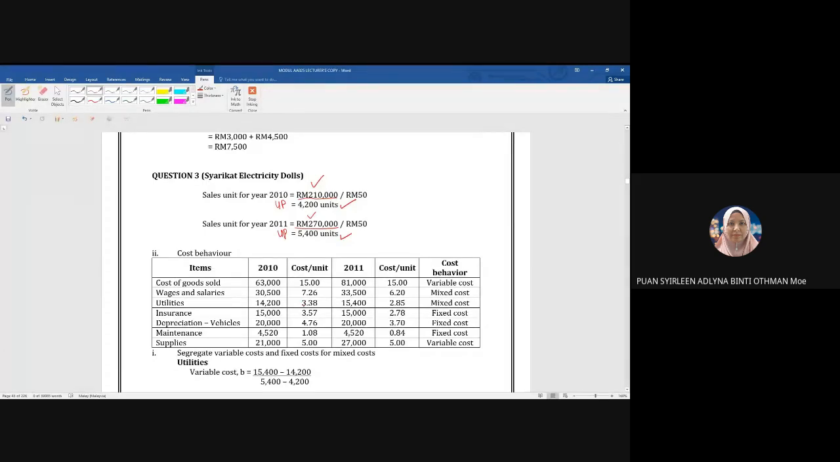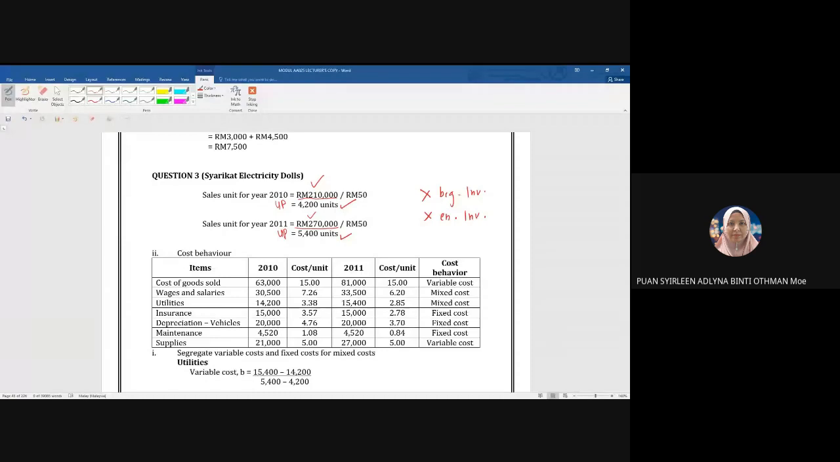Okay, alright. So kenapa saya boleh guna sales dalam soalan ni? Sebab you are given the comprehensive income statement, dan dalam soalan tidak ada beginning inventory, tidak ada ending inventory. Maksudnya dia keluar dia jual habis. Tak ada baki di awal dan juga di akhir. So kita boleh terus ambil nilai itu sebagai unit produce. That's why saya boleh terus bahagi dengan 50. So I get my lowest point is 4,200 and my highest point is 5,400 units.